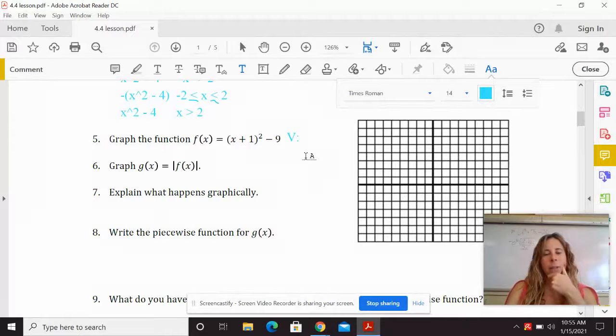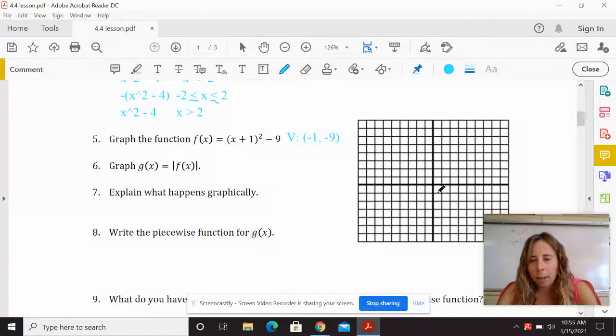What is the vertex? It's the opposite of what's inside with the x, so it is -1. And then what's the y value? -9. So go ahead and graph your vertex, which it's not on this, which is kind of annoying.